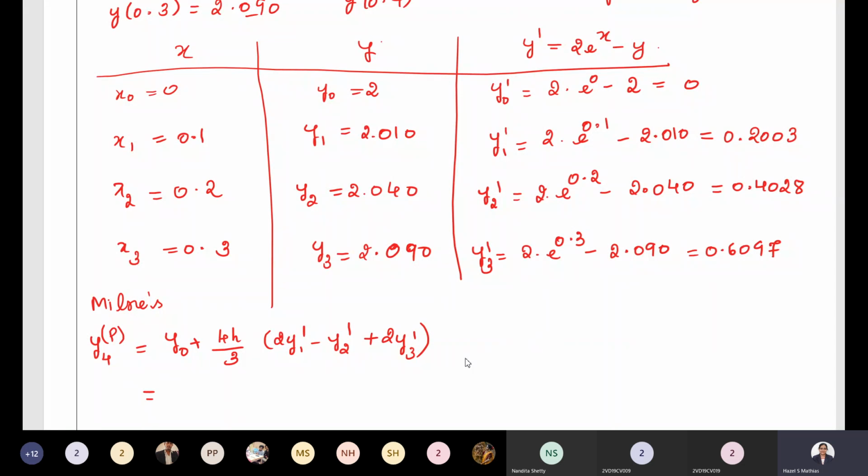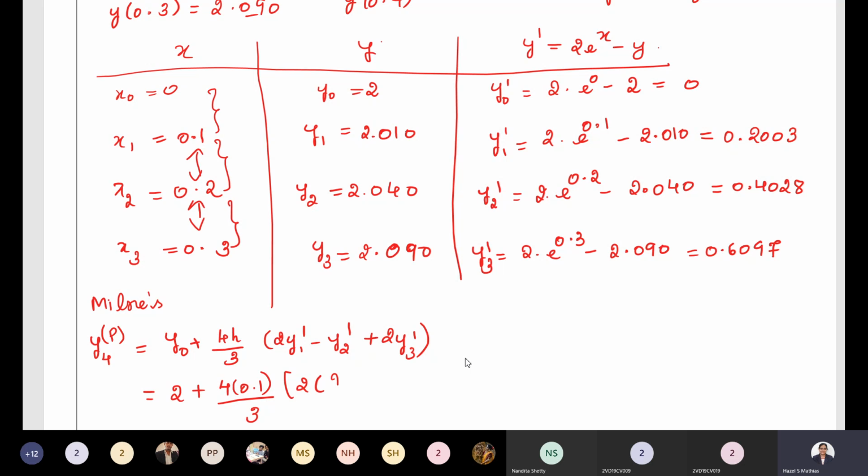Now substitute. What is y naught value? From the table you can look for the y naught value. It is 2. 4 into h. What is h? The step size. What is the step size? The difference between the two successive terms of x. It is 0.1, divided by 3. Here see the difference. This is 0.1. Here also it is 0.1. Here also the difference is 0.1. So h is 0.1.